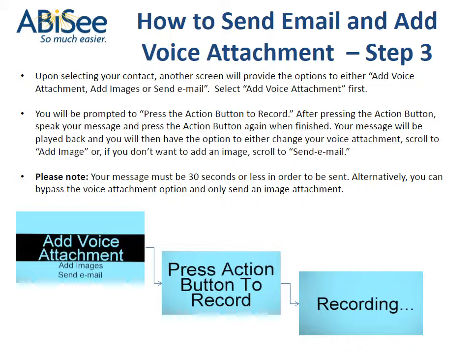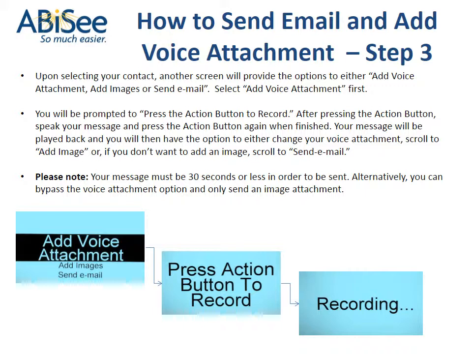How to send email and add voice attachment. Step 3. Upon selecting your contact, another screen will provide the options to either add voice attachment, add images or send email. Select Add Voice Attachment first. You will be prompted to press the Action button to record. After pressing the Action button, speak your message and press the Action button again when finished.